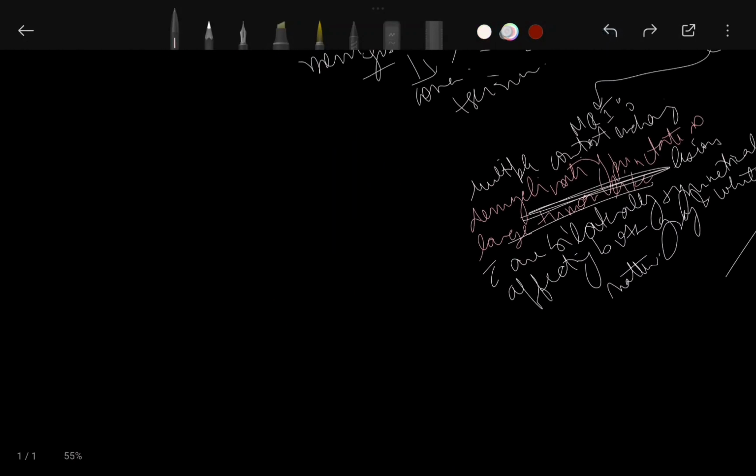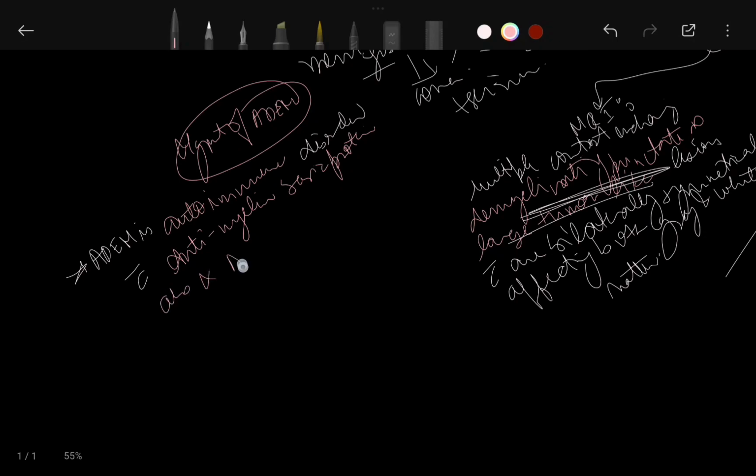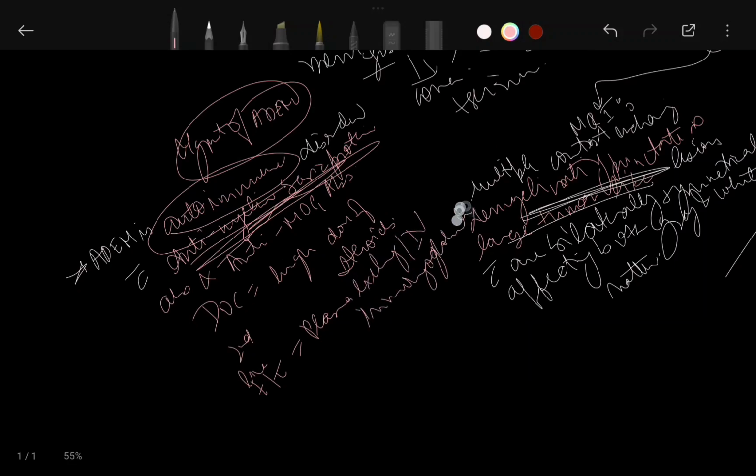After that, management. ADEM is an autoimmune disorder with anti-myelin basic protein antibodies and anti-MOG antibodies. The drug of choice, since it is autoimmune, is high-dose steroids. Second-line treatment is plasma exchange or IV immunoglobulins.